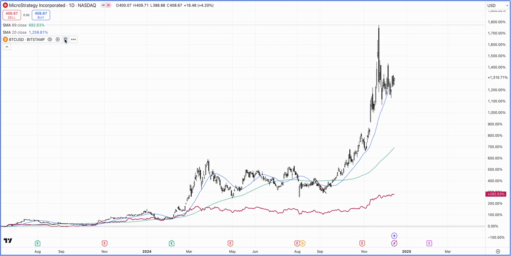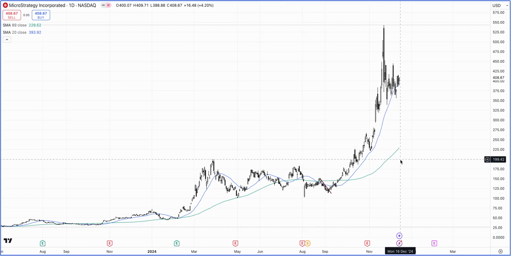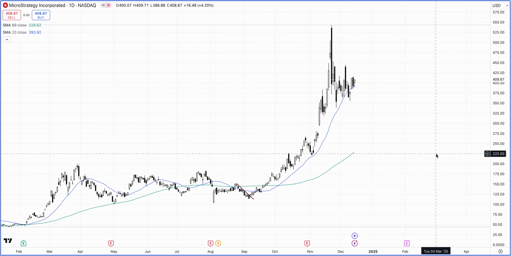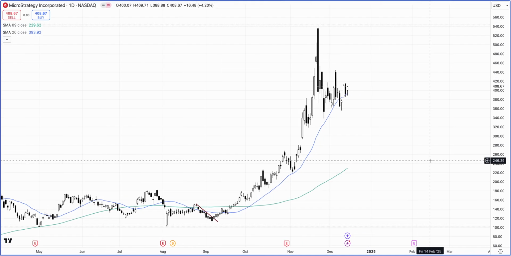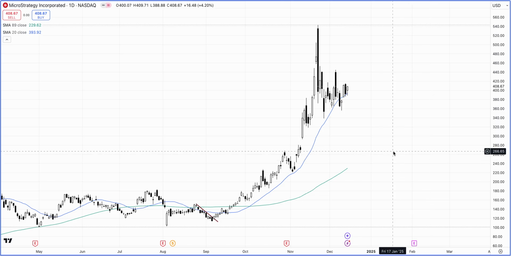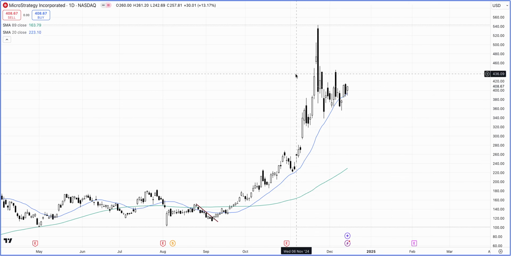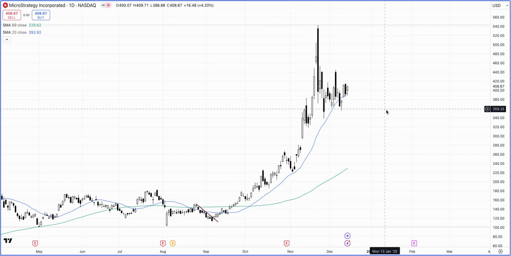So let me get rid of this. But this is a really, really big move, the stock lost about $150 in one day. That's several billion dollars in valuation. So I don't know exactly, but a lot of volatility in this stock right now.